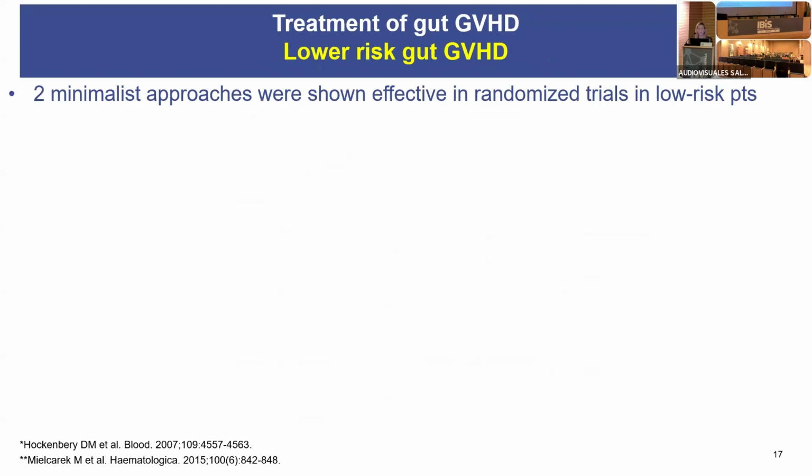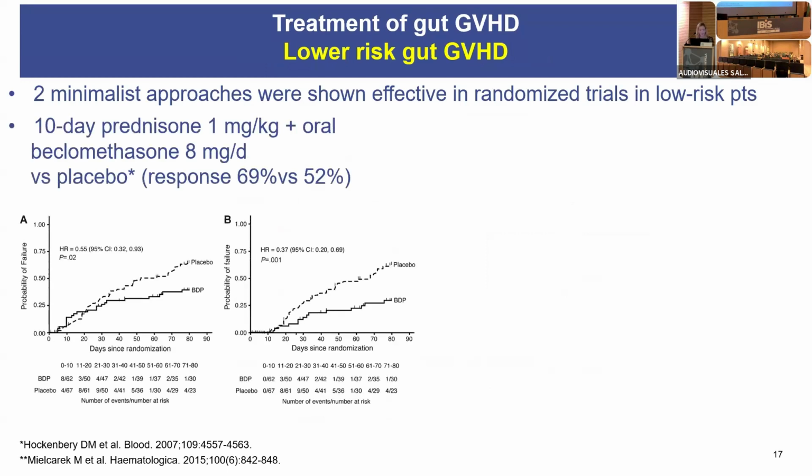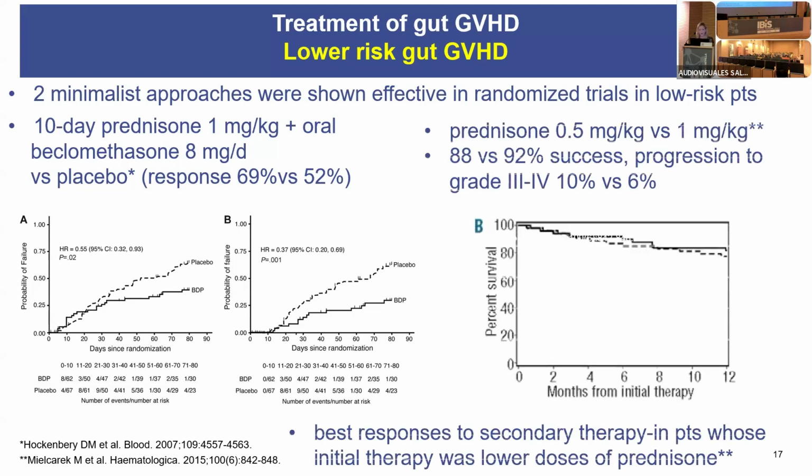and we also know that at least 2 minimalist approaches were shown effective in randomized trials in those low risk patients. And these are the 1 milligram per kilo prednisone together with the oral steroids, which in comparison to placebo worked better. So this is, I would say, the one standard approach. I don't know if gastroenterologists always ask you that, but they always ask me why peroral if you are giving the intravenous, but it really does work.